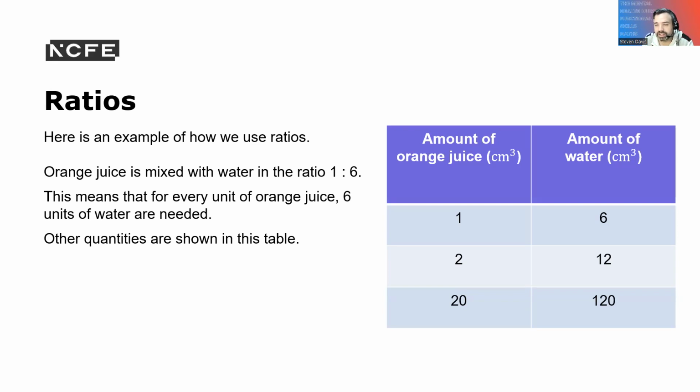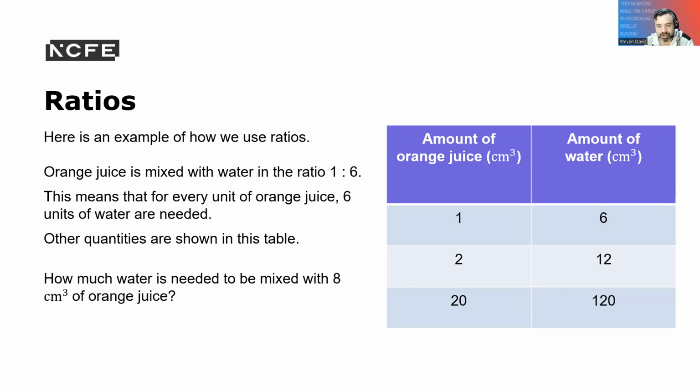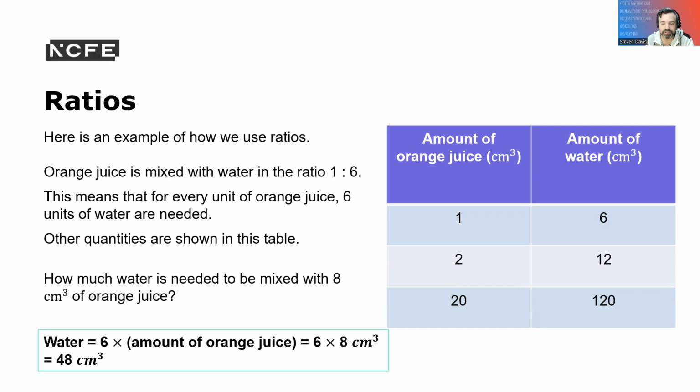So the ratio is 1 to 6. This means for every unit of orange juice, 6 units of water is needed. Other quantities are shown in this table. How much water then is needed to mix 8 centimeter squares of orange juice? So if we think about it, you'll have 6 centimeter squares of water, times that by the amount of orange juice. So that's 8 centimeter squares. So 6 times 8 is 48 centimeter squares.